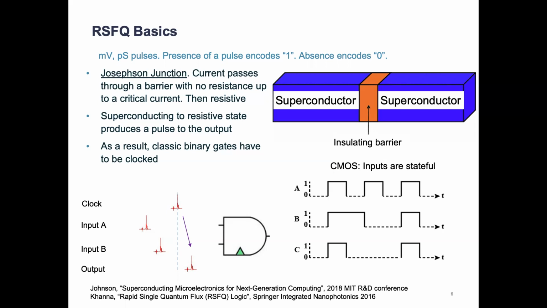Now, the standard binary gates in RSFQ are clocked, exactly to make synchronization at every step easy. So there's a clock input, which is unusual if you think of CMOS. So when the clock input arrives, the gate is going to produce an output.